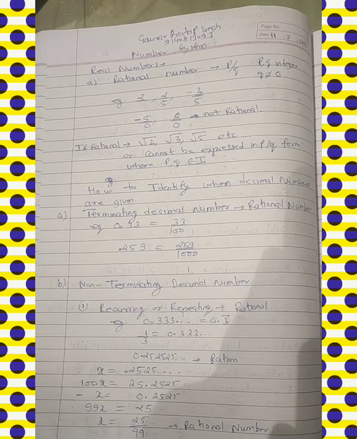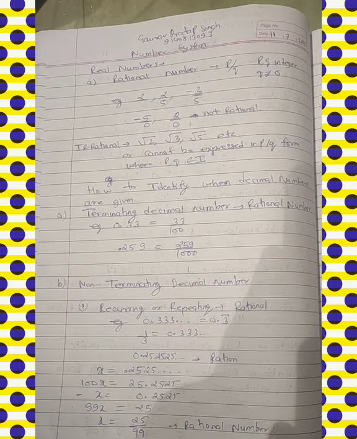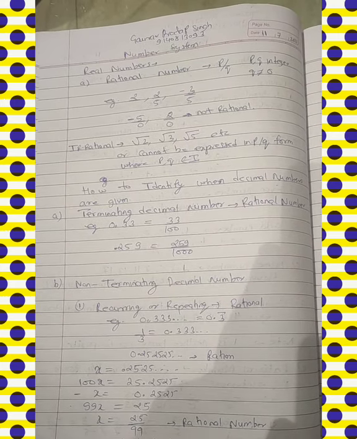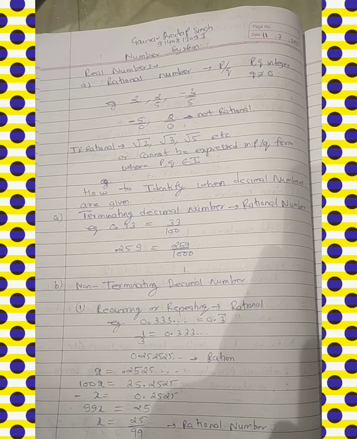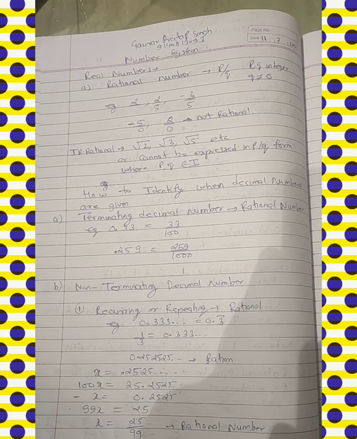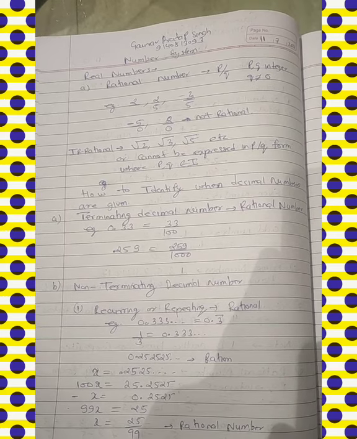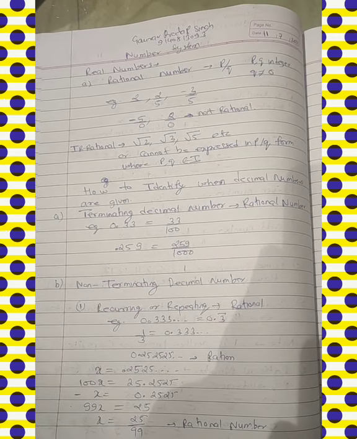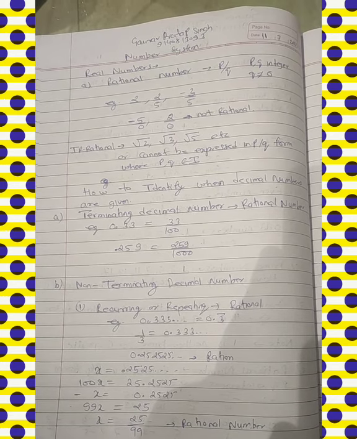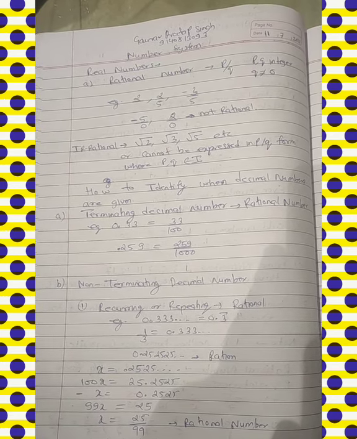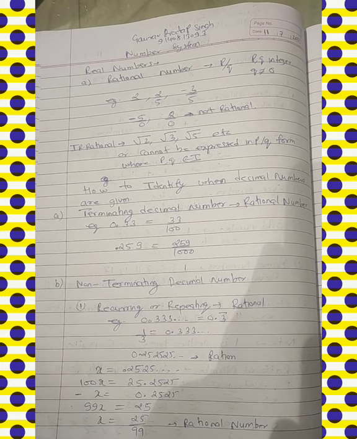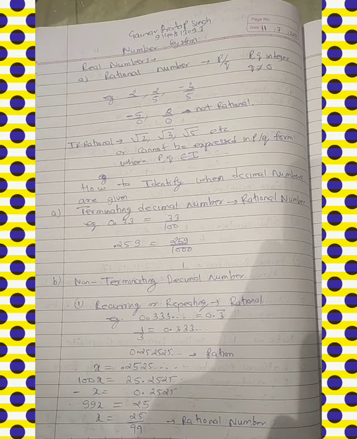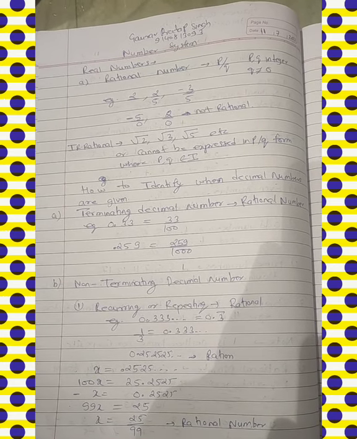But if it is a non-terminating decimal number, it has two categories: either the digits after the decimal point are repeating or they are not repeating. If it is repeating, it is called recurring or repeating, and it is rational. Suppose 1 by 3 is divided, it gives 0.3333 and so on, which can be written as 0.3 bar, or 0.252525 and so on, which can be written as 0.25 bar. These are examples of rational numbers.